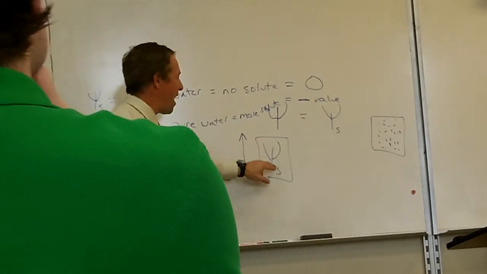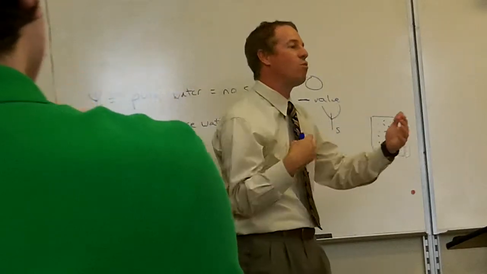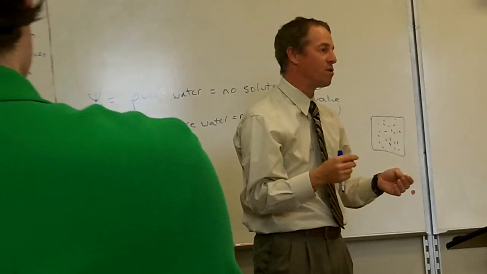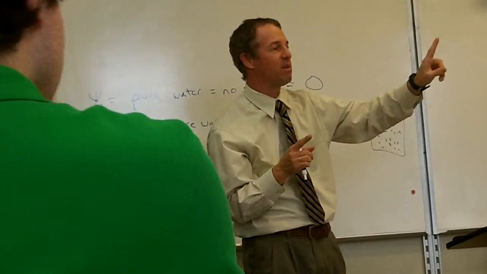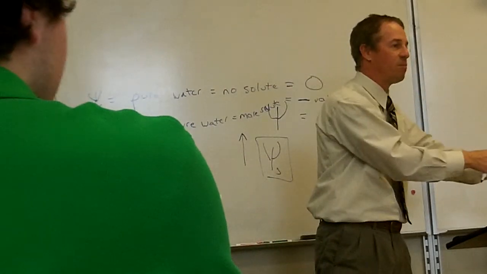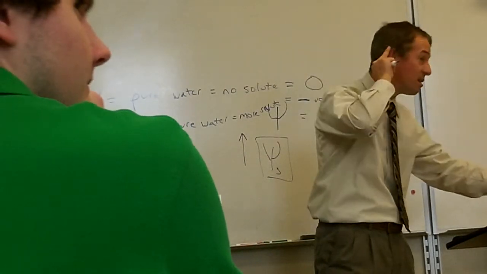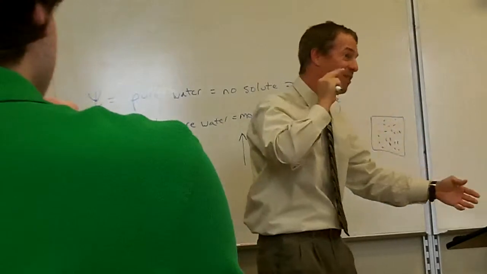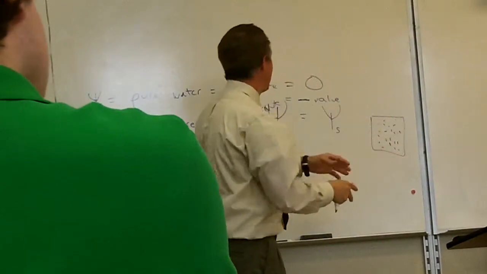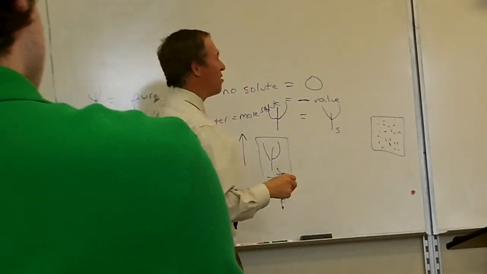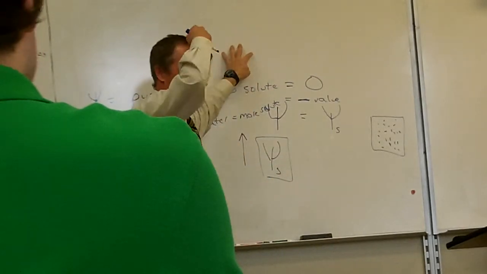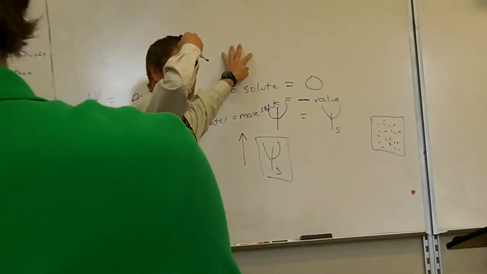These values are used to see which way water moves. Water will always move from high water potential to low water potential. So you're saying there's something else in the water too. That's right. If there's something else in the water, this value is going to go down. So it goes from when there's not as much solute.